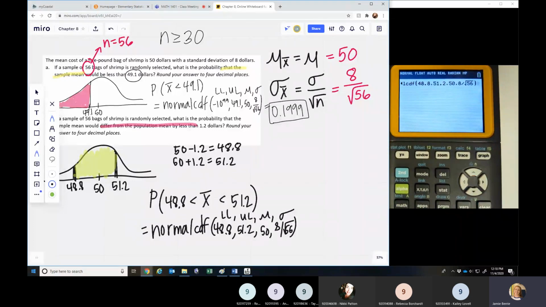All right, so that's what it should look like if you typed it in on your home screen. And I'm going to hit enter, and there's my probability. Much larger than our last one. That was like 19.99%. This one's like 73.83%. So 0.7383.